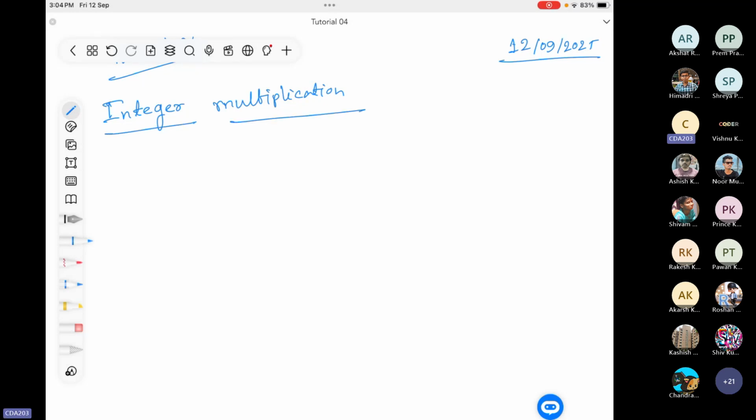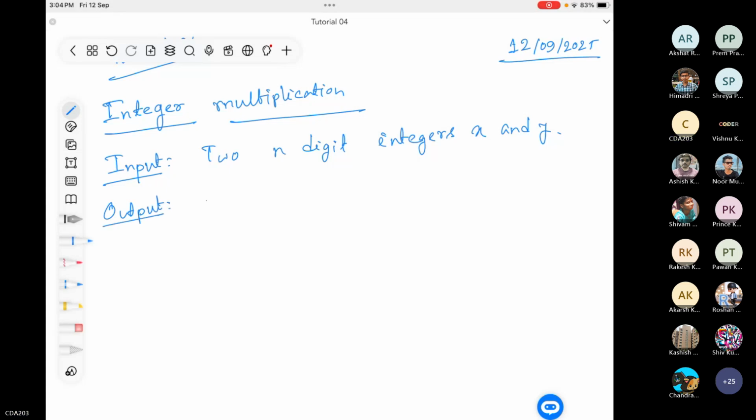Okay. So what is the integer multiplication problem? It's like given two integers, two or more. So let's focus on two. So the problem is that the input is two n-digit integers x and y. Okay, two n-digit integers x and y. So what do we want? We want to know the value of xy.